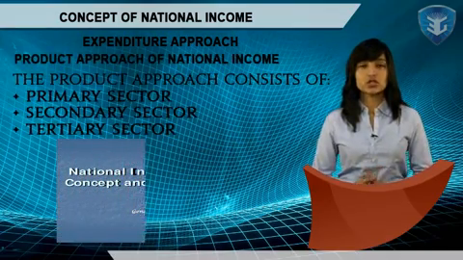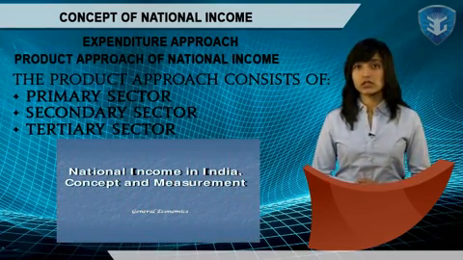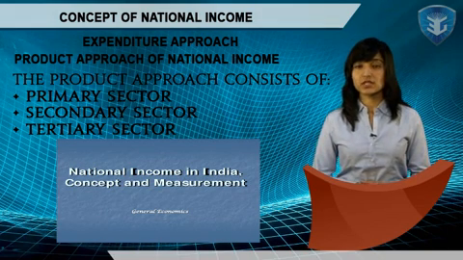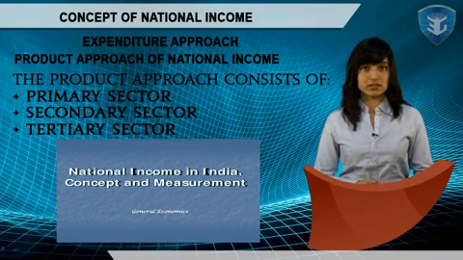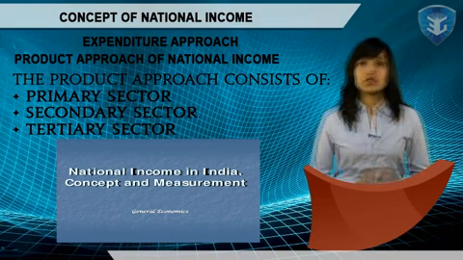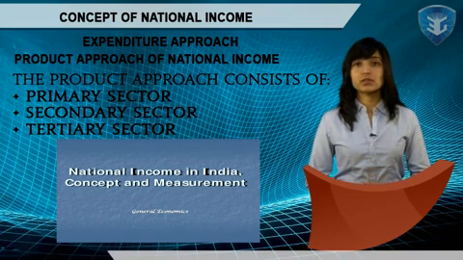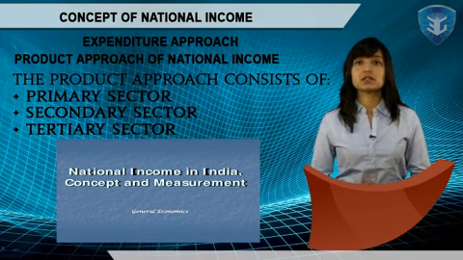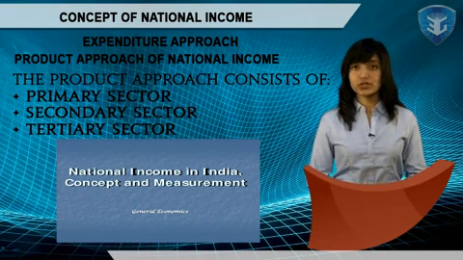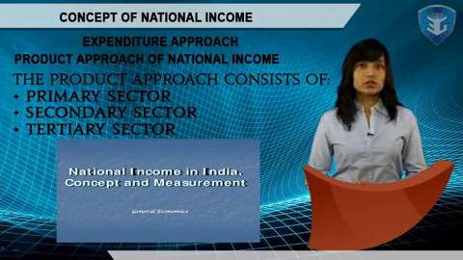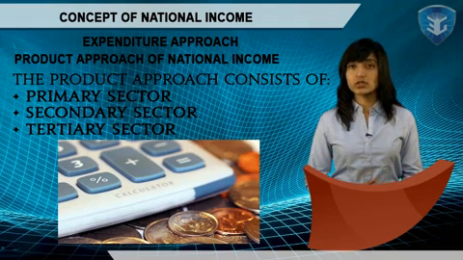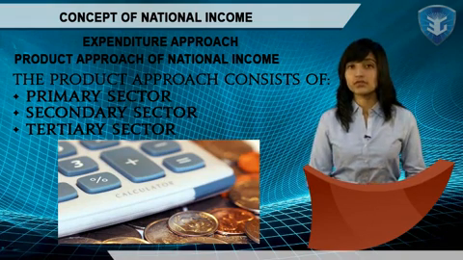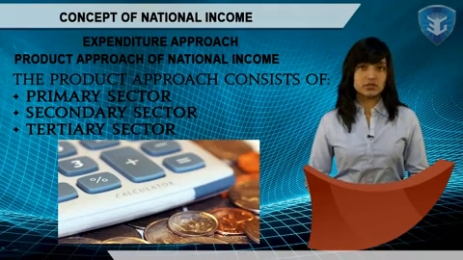Product approach of national income. According to this method, national income is measured in the form of total product obtained from each economic sector, such as primary, secondary, and tertiary sectors. The product approach consists of the primary sector. It includes agriculture-based productions like fishery, forestry, and other production activities. Secondary sector. It includes manufacturing, electricity, water supply, and such other public welfare activities. Tertiary sector. It includes banking, insurance, transport and communication, defense, administration, and such other institutions.